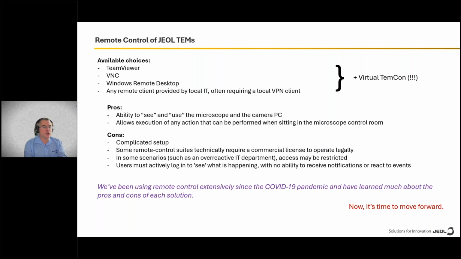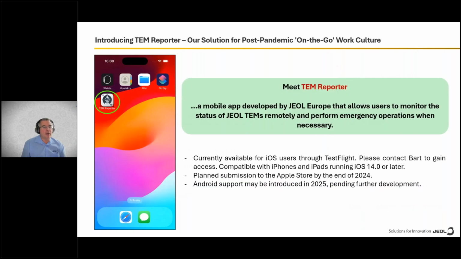Could we provide a solution that would be faster, that allows you just to open an app on your mobile device and it directly connects to your microscope and you can see all the details and you can still execute some emergency actions? In the past, that was in the domain of science fiction and fantasy, but right now this is possible. As Jeol, we came up with a mobile app called TemReporter. It was developed locally by Jeol Europe, so it comes from Europe, not from Japan.